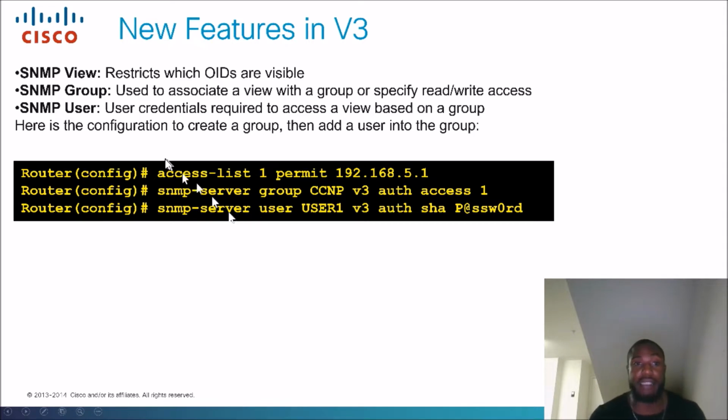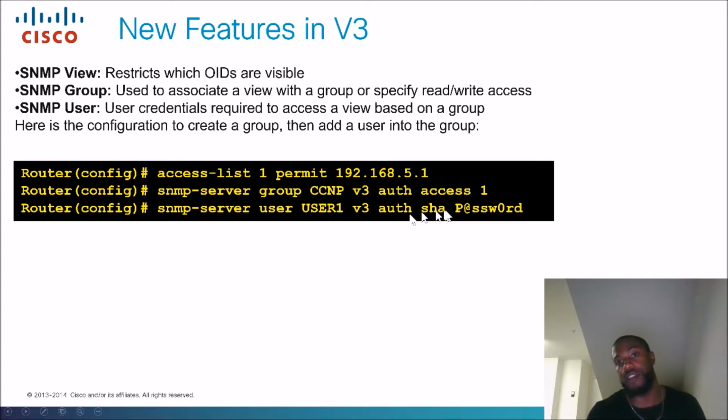With SNMP, the user is, you can create user credentials, right? And the user credentials you are creating is what's going to be required to access a view based on a group. So you can create a group and then add a user in the group. In this case, that's what's going on here. We created the group called CCNP, and then we created a user within that group called user 1, right?